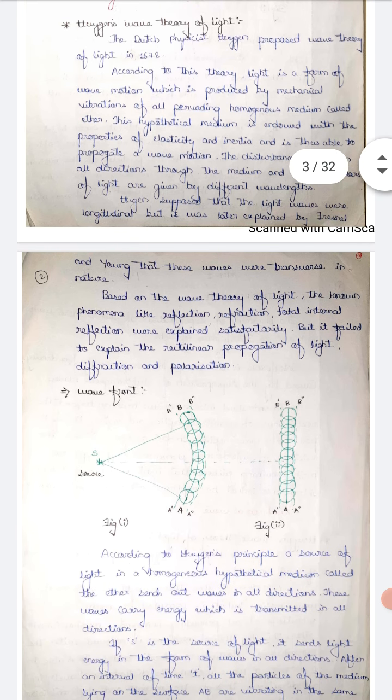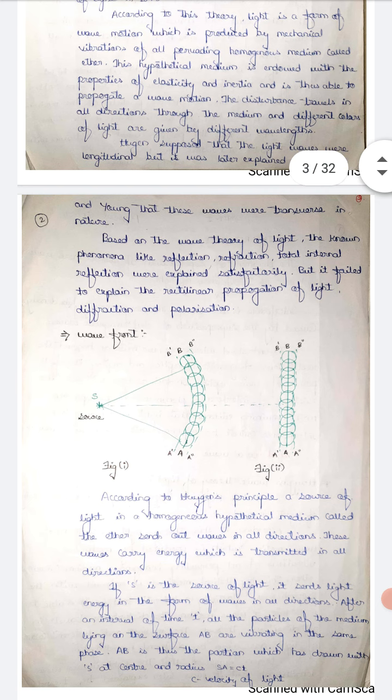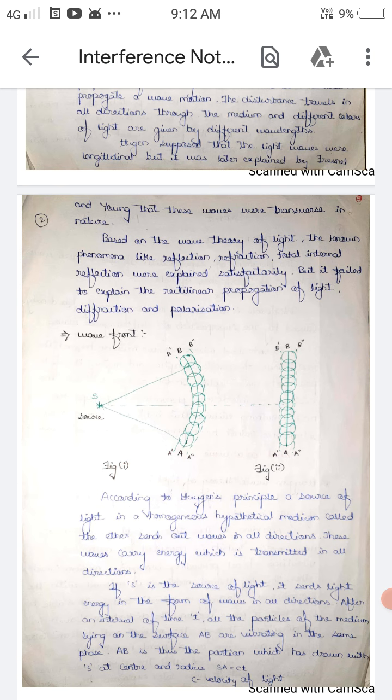Okay, wavefront. See here, dear students, that is the wavefront. See the diagram here, S is the source. According to Huygens principle, a source of light S in the homogeneous hypothetical medium called ether sends waves in all directions. These waves carry energy which is transmitted in all directions. S is the source of light. It sends light energy in the form of waves in all directions.